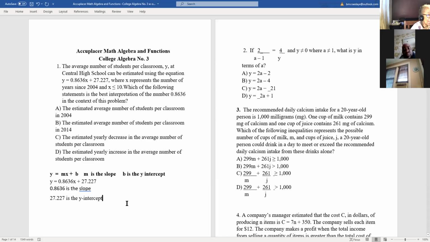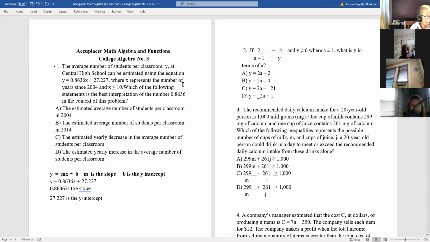Now, we said that the slope is the rate of change of something. It could be an increase, it could be a decrease. If it were a decrease, it would be a negative value. If it's an increase, it's a positive value. So if any of these possible answers say decreased, we know that can't be right. So we can eliminate C, because C is a decrease. And this slope is positive, so it's an increase, okay?